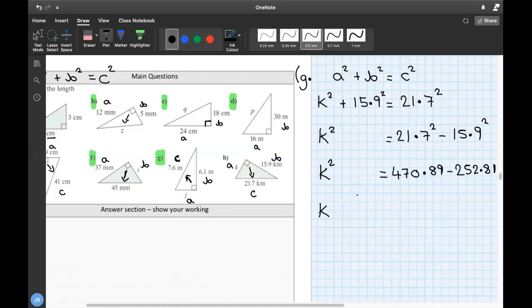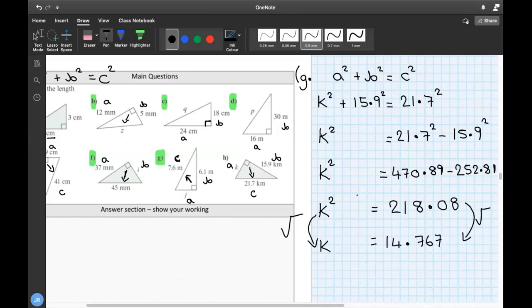Okay, I'm now ready to simplify that by subtracting. We subtract those, we'll be left with 218.08. Final thing I need to do now to get from k squared to k, we are square rooting. So you need to square root that as well. Square root of 218.08 will give you 14.767 dot. And we need to round that to 2 decimal places. So that's going to be 14.7, but this is going to round up now to a 7. Our units were in kilometers. This is a very large triangle, and we rounded that to 2 decimal places.